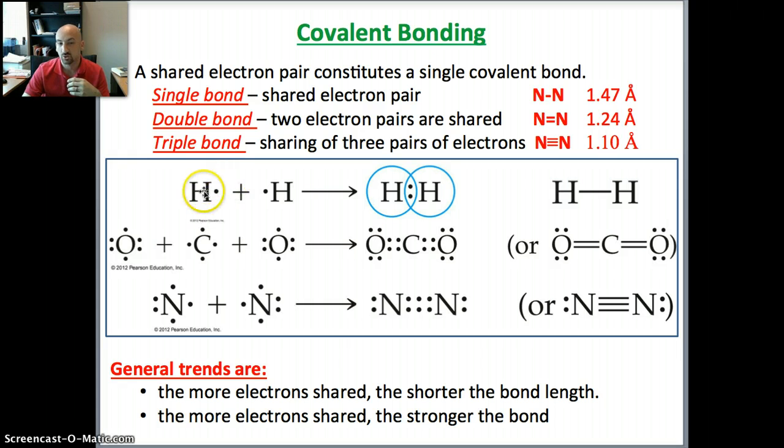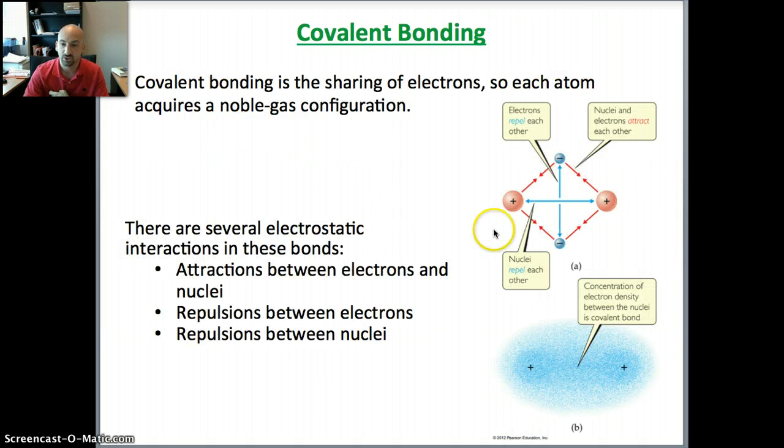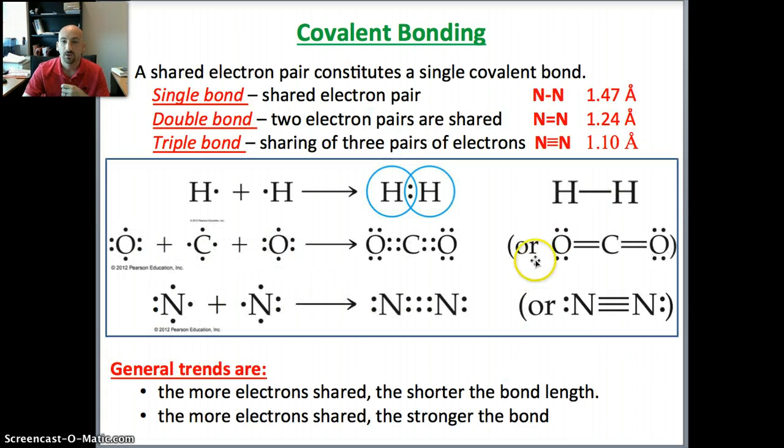So hydrogen, which has 1 electron, we show hydrogen has 1 electron, these come together and interact in this cloud that we just showed back here of electron density. Okay? And so we just show a single bond for that single pair of electrons being shared. Now you could have carbon and 2 oxygens come together, and what happens is these actually share 2 sets of electrons, okay? And so we show the double bond. Or with nitrogen, it shares 3 sets of electrons, so we have 3 bonds, okay, a triple bond. So generally, the more electrons that are shared, the shorter the bond length and the stronger the bond.